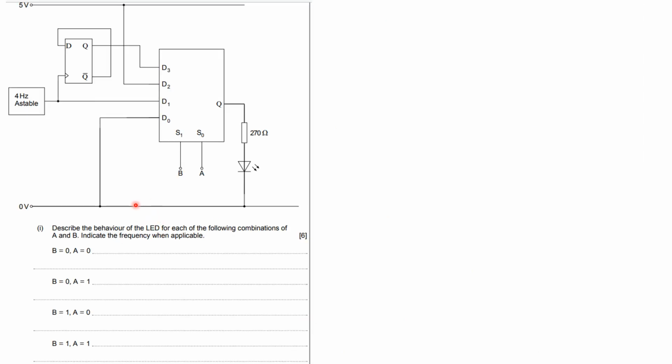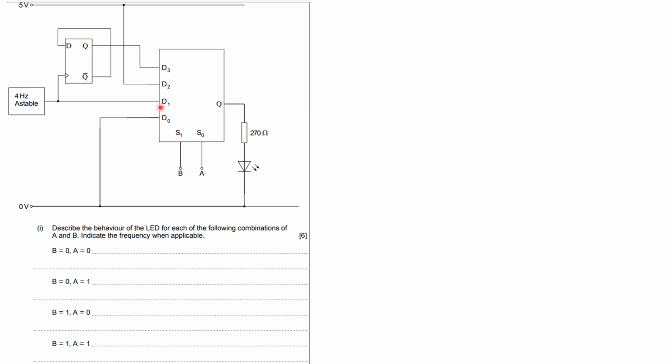Okay, say what you see. If B and A are both zeros, D0 gets through. So the 0 volts is getting through to Q. LED will be off. If B is a 0 and A is a 1, that's going to be the number 1. So it should get through and it should be flashing at 4 hertz, 4 cycles per second. The LED will be flashing.